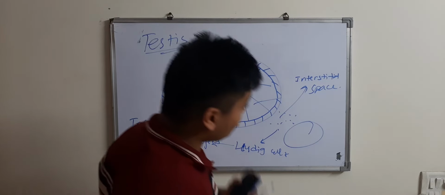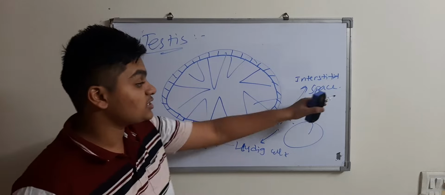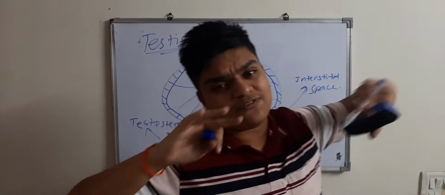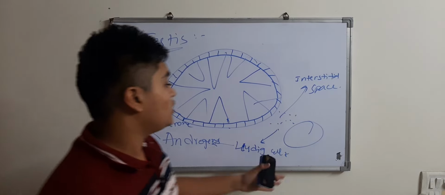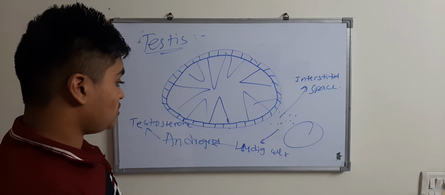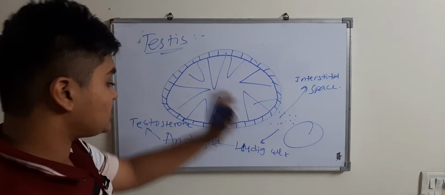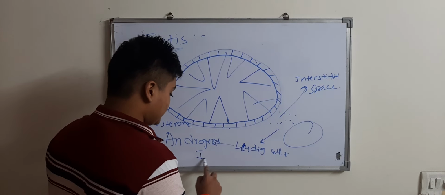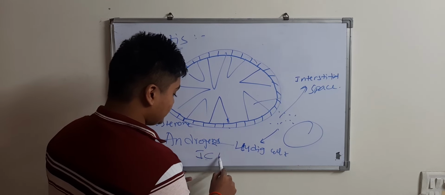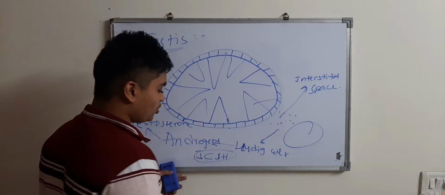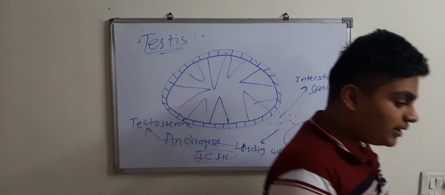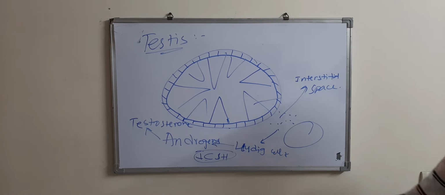And these Leydig cells are also called interstitial cells because they are present in the interstitial space of the testis. What is interstitial space? It is just an empty free space which is present between two seminiferous tubules. And next, these Leydig cells are stimulated by ICSH, interstitial cell stimulating hormone, from your pituitary. Now again, comment down in the comment box below what is the other name for ICSH.